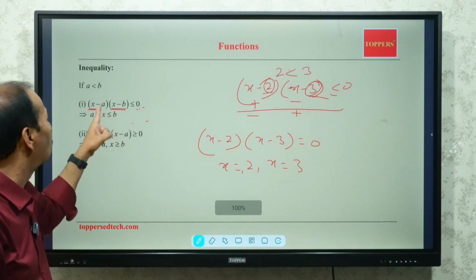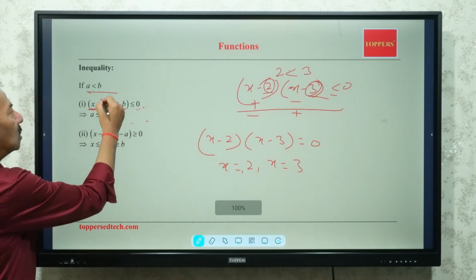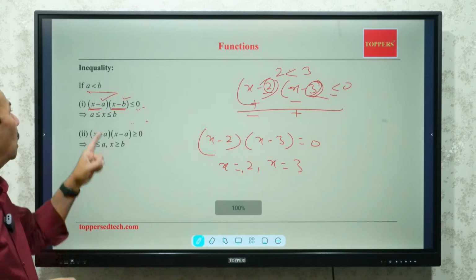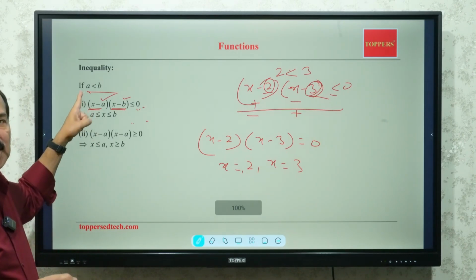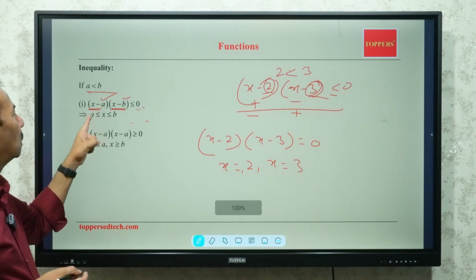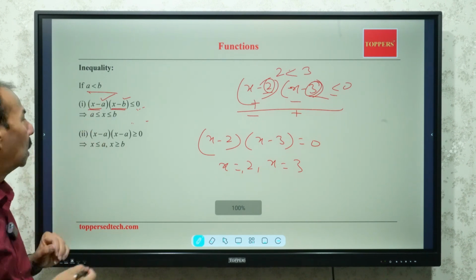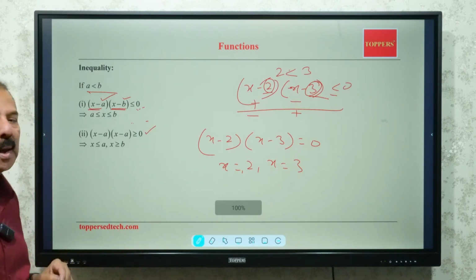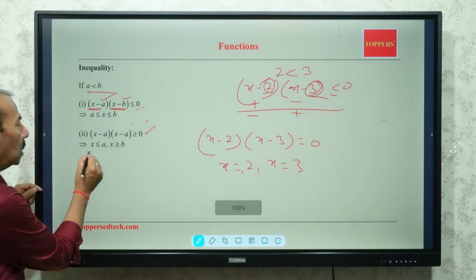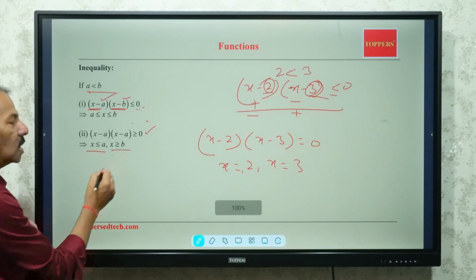Once you consider this condition should be satisfied, then just choose which constant is smaller and which constant is larger. So smaller will be treated as your a, larger will be treated as b. And then you can consider x lies between a and b. If it is greater than equal to a, then x does not lie between a and b. x is less than equal to a, and x is greater than equal to b.